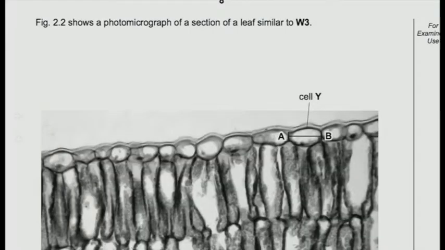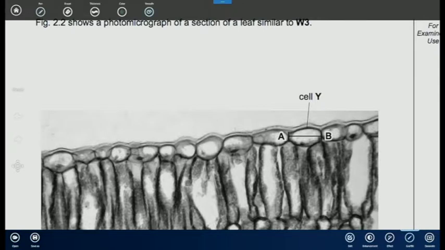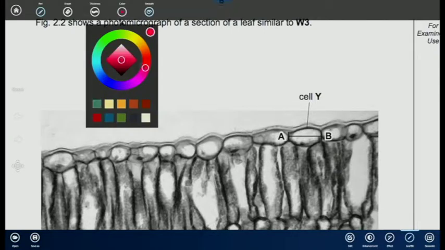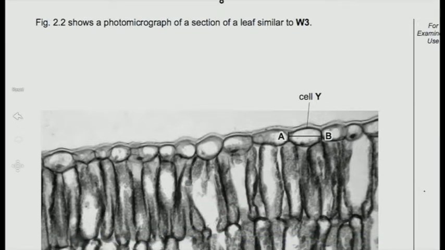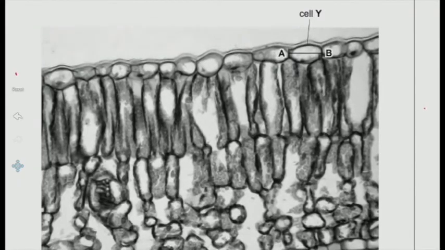It's a different question. We're now looking at the cross-section of the leaf. Probably the simple leaf, the cross-section of the simple leaf. Let's look at this one here. Figure 2.2 shows a photomicrograph of a section of leaf W3. Yes, W3. It's a cross-section. That's the simple leaf. That's how it looks. Look at the cells Y and AB labeled there.